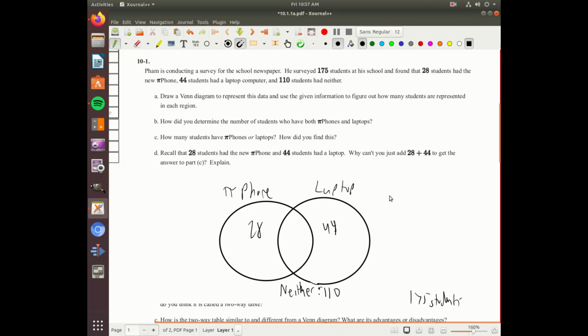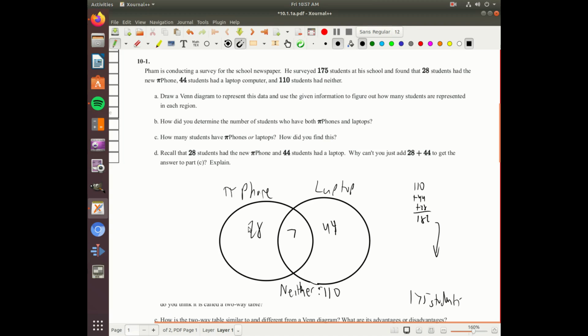Okay, so here's the problem. If I add up 110 plus 44 plus 28, I get 182. But that can't be possible because we only have 175 students. So there's something going on here. I think the suggestion would be that some of these people have to have both. So the question is, how many? Well, if we're off by 7, that doesn't seem like a bad place to start, right? Let's say 7 people have both.